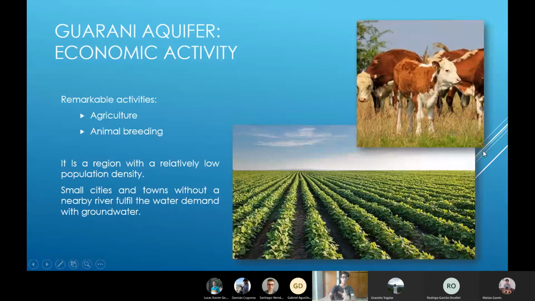Another important aspect to see here is the economic activities of this region. We can remark two of these: agriculture and animal breeding. These two economic activities make it rare to find big cities, because a greener land is more useful for this activity. And to this, we can add a relatively low population density, and small cities and towns. Normally, small cities or towns don't have a river near, so they must supply the demand of water using groundwater.